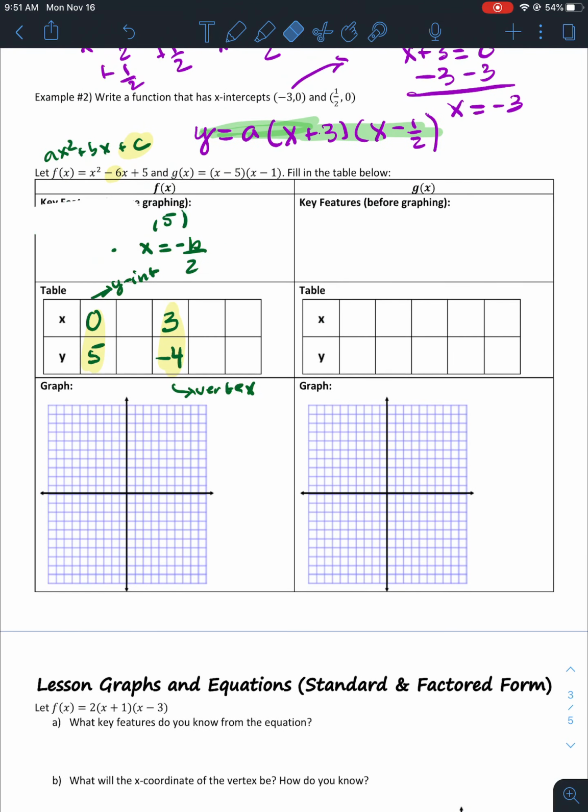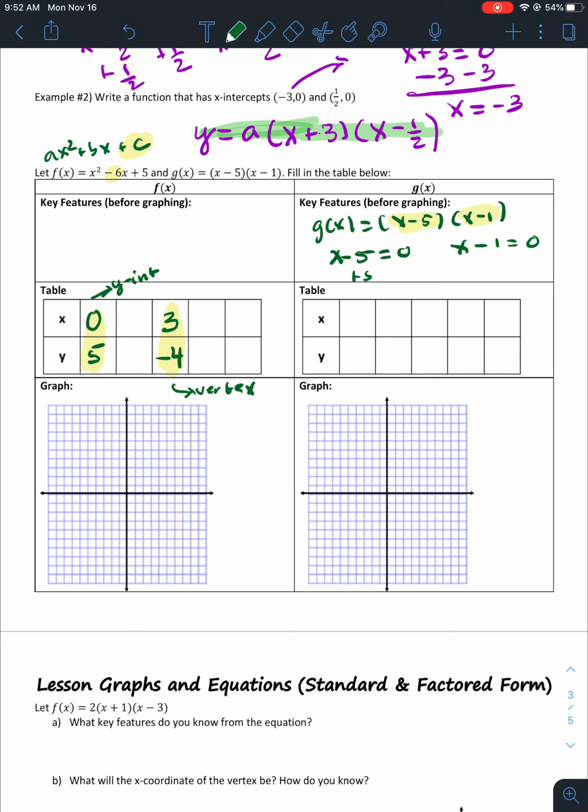The next one is g of x equals (x minus 5)(x minus 1). You should notice this is in factored form, so we can take each of our factors and set it equal to 0. This will automatically give us our x-intercepts in one step. If you remember, in standard form we weren't able to find our x-intercepts yet. That was something interesting you should have noticed: in standard form, we don't know yet how to find the x-intercepts, but in factored form, we can find them right away, which is nice.